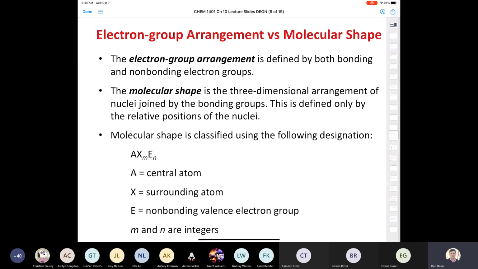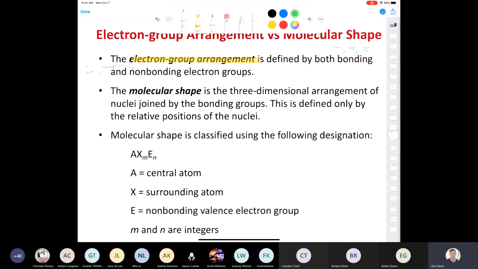So it says here, electron group arrangement versus molecular shape. The electron group arrangement, or what sometimes I'll just call the electron arrangement, is defined by both bonding and non-bonding electron groups. I can't stress this enough. You really have to know this definition. So again, electron group arrangement means both bonding, that means a single bond, a double bond, or a triple bond, and non-bonding. What's non-bonding? A lone pair or a radical.